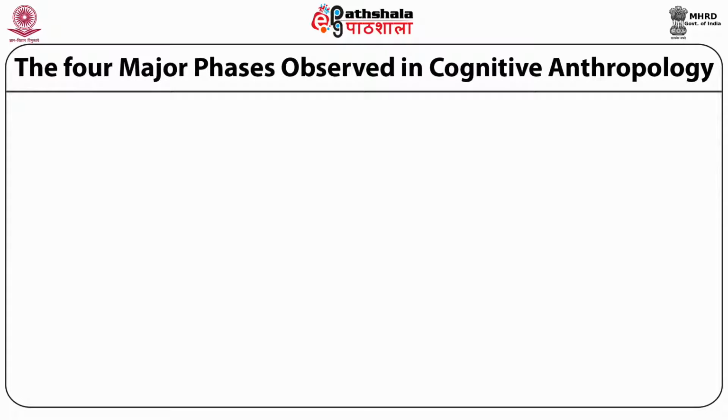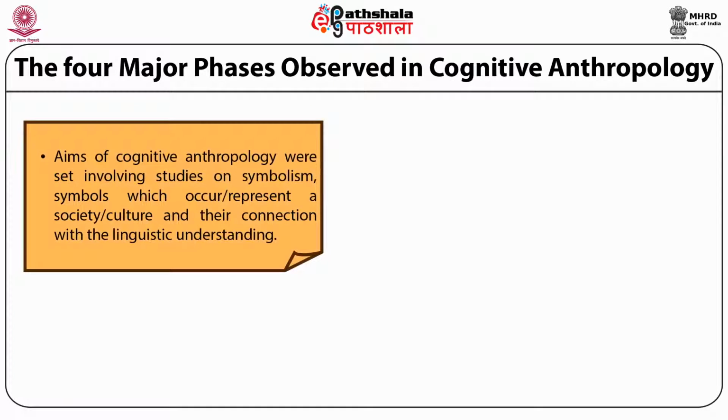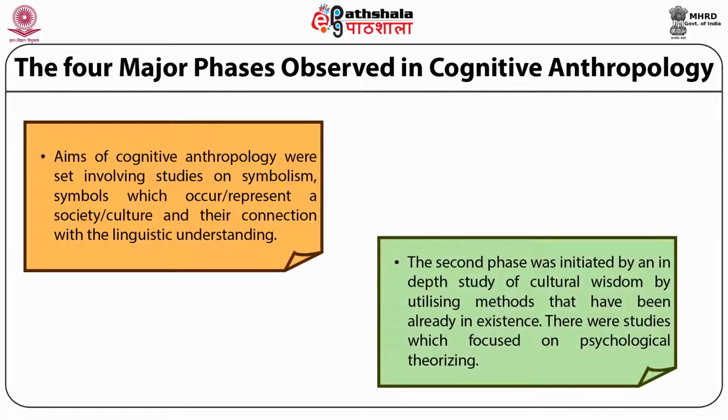So there are four major phases observed in cognitive anthropology. First, the aims of cognitive anthropology were set, involving studies on symbolism, various symbols which represent and occur in a given culture, society, and how these symbols are connected with a linguistic understanding. At one level you have a symbol, at one level you have a language, and how these two things work together. For example, Goodenough's work on componential study of meanings.